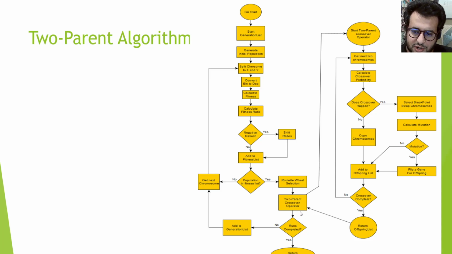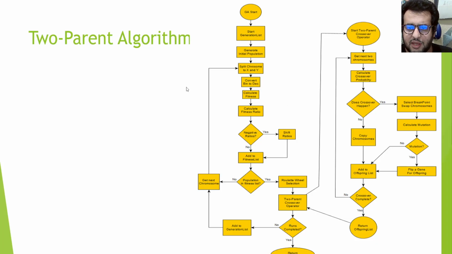and once our crossover procedure is complete, once we've gone through all of the population, we'll return and we'll check if the runs are completed, and if not, we'll add this offspring to the generation list, and we will repeat the procedure with getting the next chromosome and repeating the whole thing again until all the runs are completed, and we return the values of what is the highest x, what is the max fitness value, and what is the x and y for that highest fitness value.